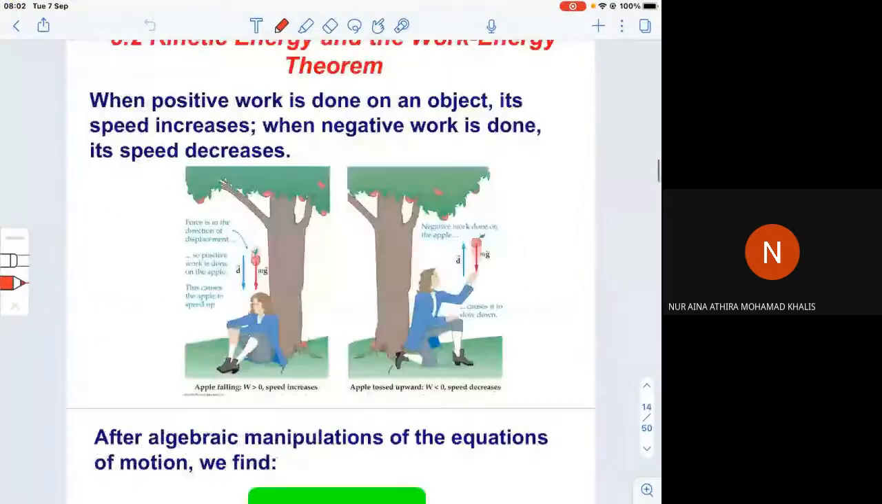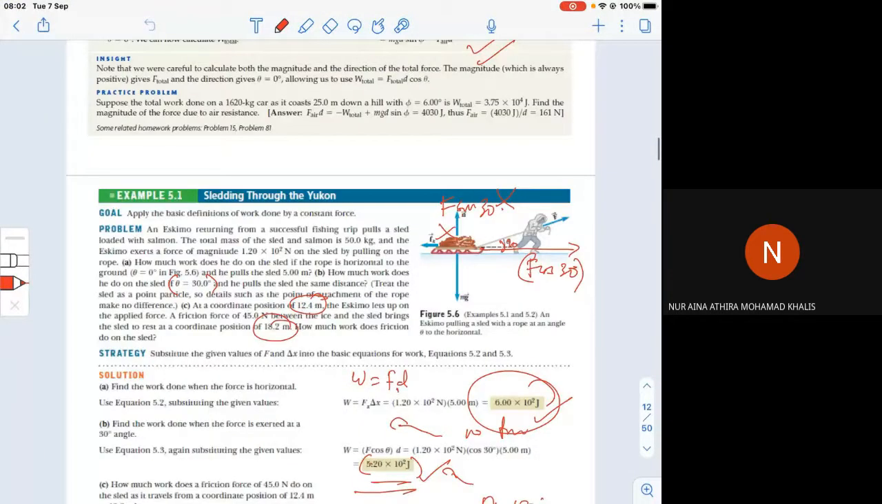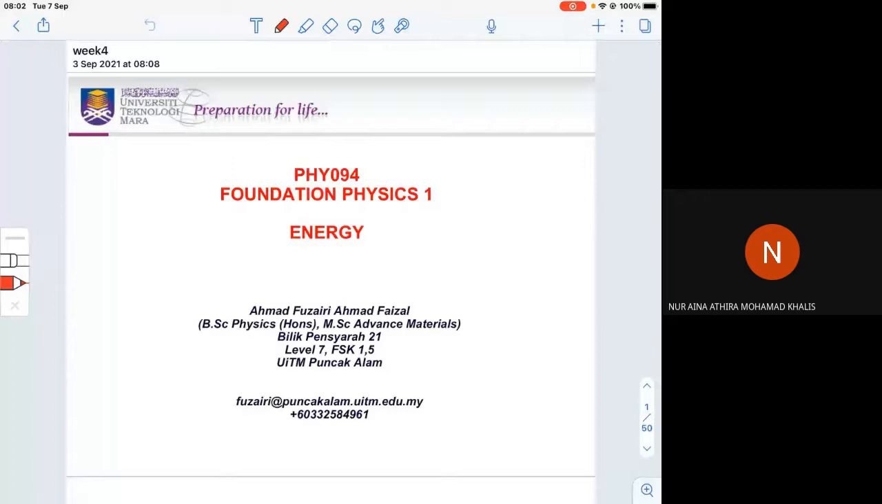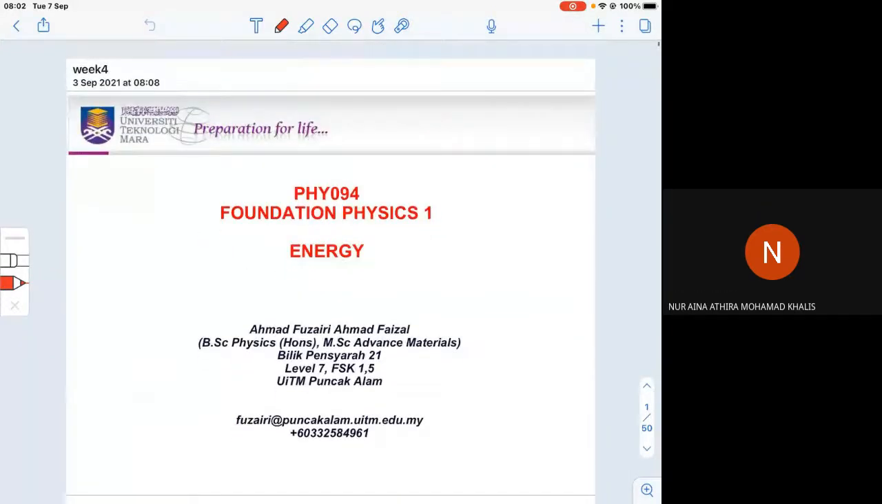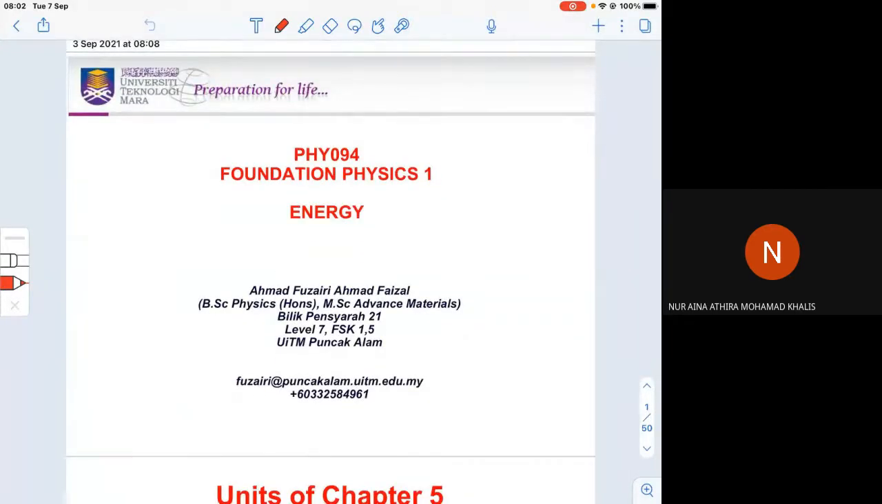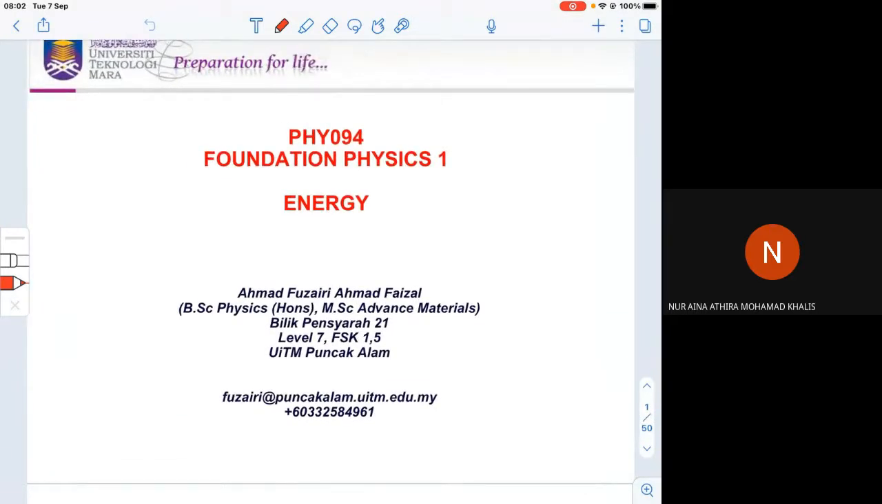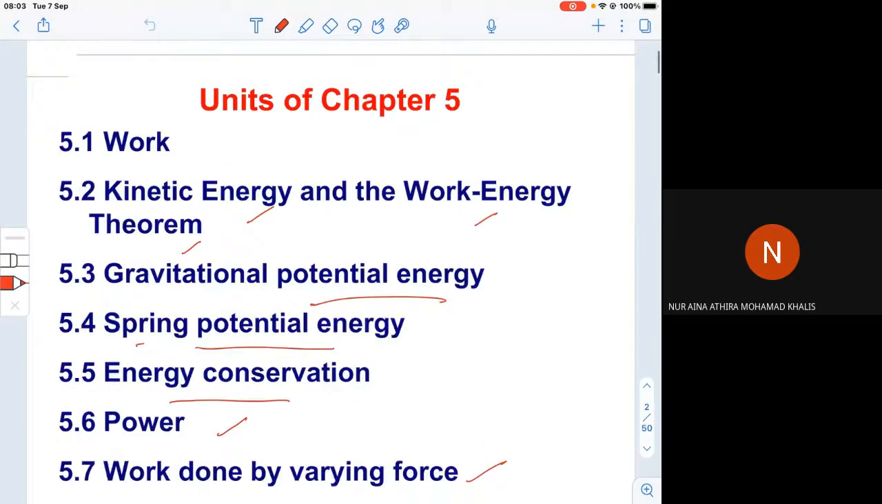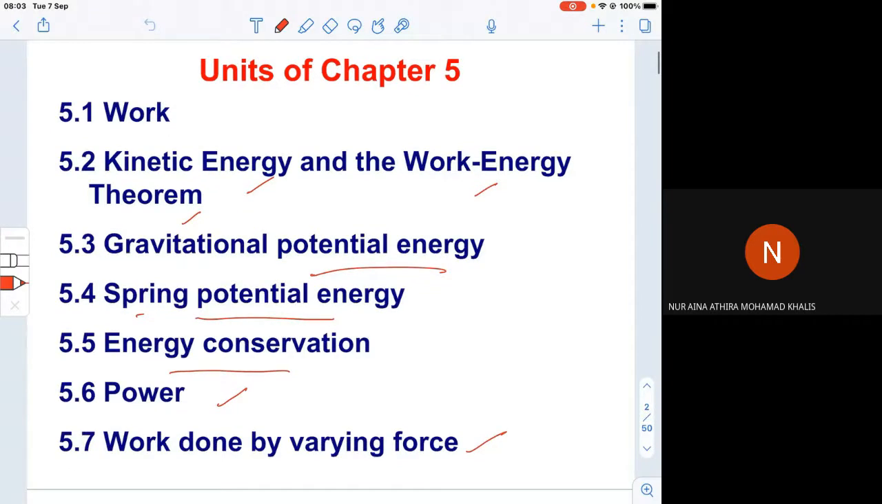Okay, let's do some recap on whatever we learned yesterday. For yesterday we already discussed the new chapter, which is energy. In this chapter we are going to learn about work, kinetic energy, and the work-energy theorem. So far, we only covered until work.